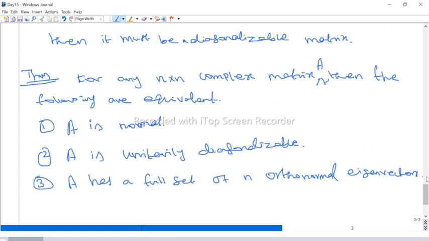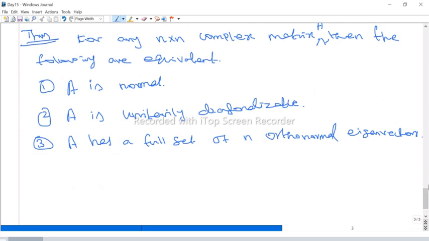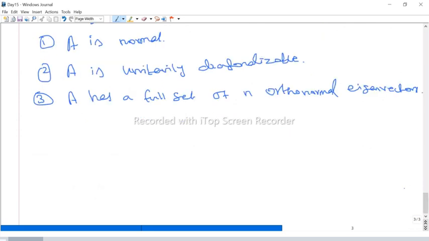Now one more thing is Jordan canonical form, but it is not in the syllabus. But you should know about this one. Anyway, I think this is not in our syllabus for the exam.